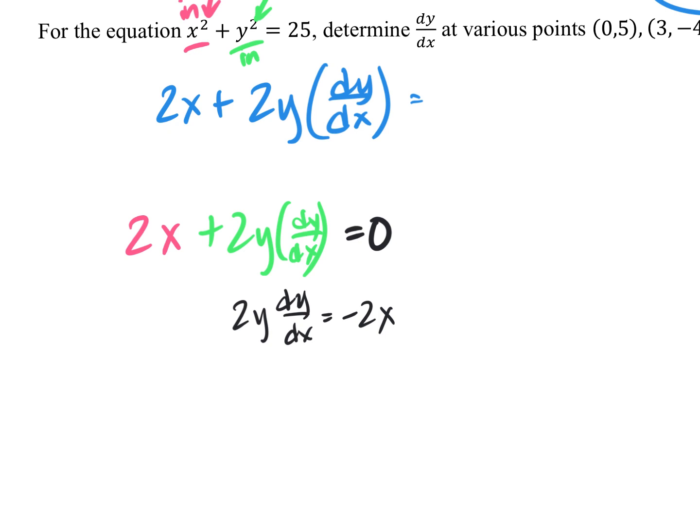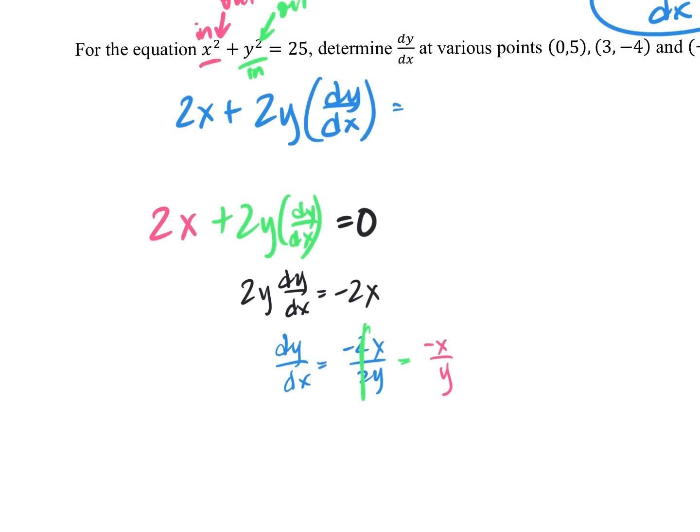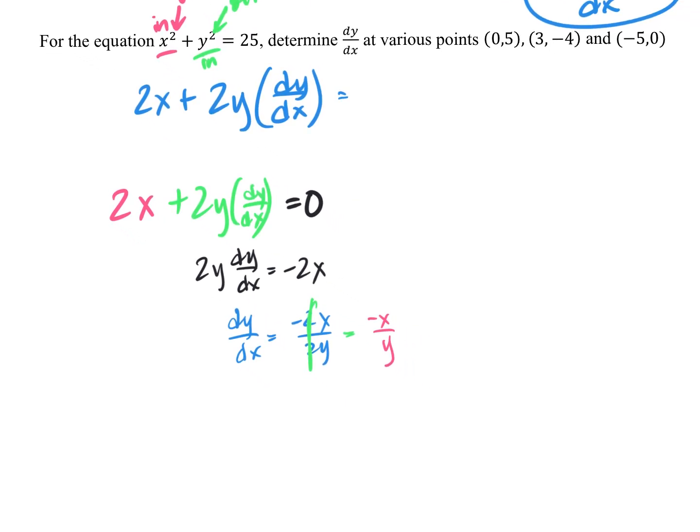And can we divide by 2y? dy dx is negative 2x over 2y. What would my dy dx be? So close. You got it. That is the slope of my circle at any single point on my circle. dy dx just means slope. That is the slope of my circle at any point.